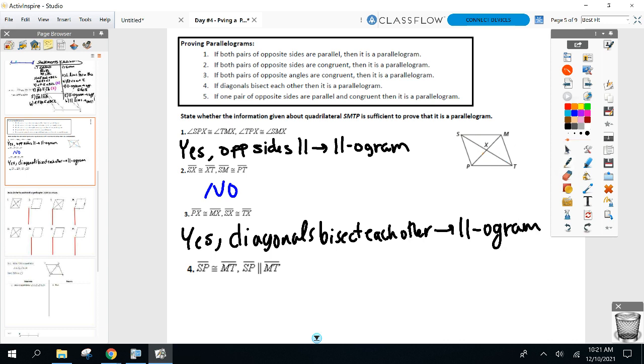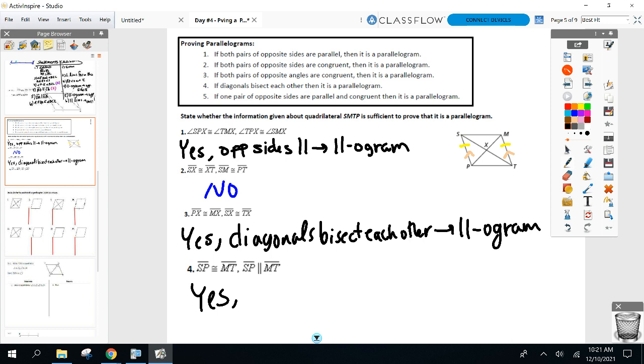All right, last one. SP and MT are congruent, and they're also parallel. Look at that. Is this good enough? Yeah. This is my special case I talked about, right? So yes, but I'm not going to write special case implies a parallelogram, unfortunately. Describe to me in your own words what's happening. What do I have? One pair of? One pair is parallel and.